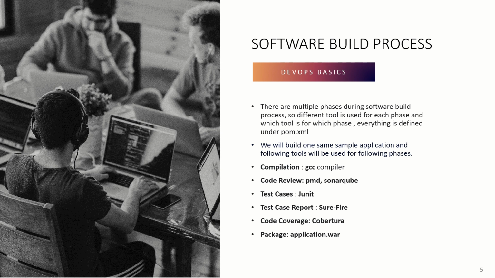When we have to build any sample application, certain stages need to be passed in the software build process. We need to do compilation, code review, test cases, test case reports, code coverage, and packaging. For compilation, we need to use some kind of compiler. In code review, we can use either PMD or SonarQube. In today's example, we'll be using SonarQube for code review. The test cases written for our source code are in JUnit, and we'll use the Surefire plugin to generate test case reports. Code coverage is done using Cobertura in our pom.xml file, and packaging will generate an application.war.